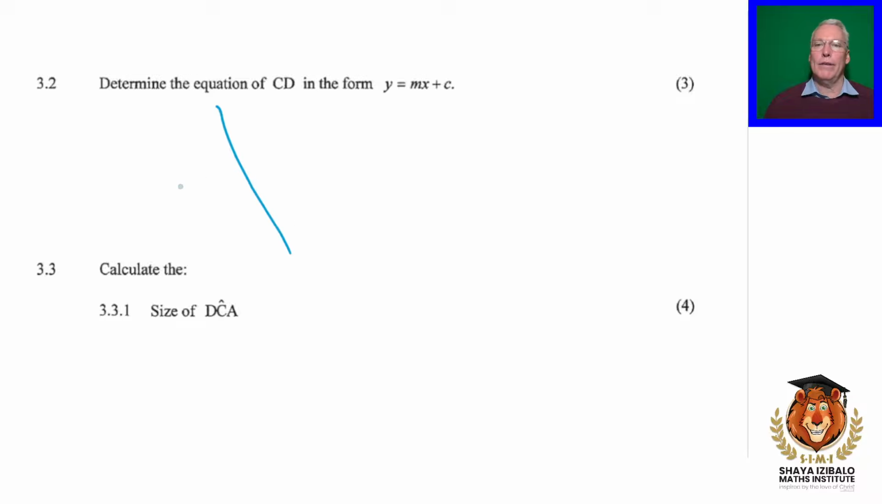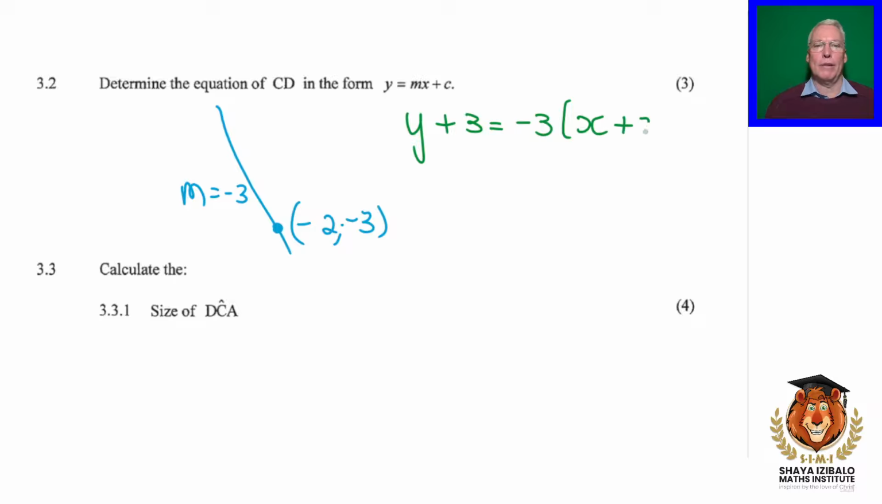So the line looks something like this. m equals negative 3, but this point, negative 2, negative 3, is on that line. We've got choices here. There are two formulas for a straight line. We could either use y equals mx plus c, or y minus the y value, so it'll actually be y plus 3, is the gradient times x minus the x value, so it'll actually be x plus 2. If we simplify this, we get negative 3x, negative 6, minus another 3, minus 9. Okay, and that's the equation of the line CD in the right form.